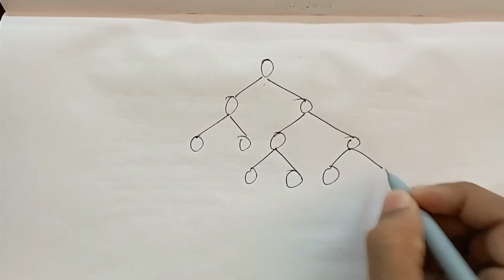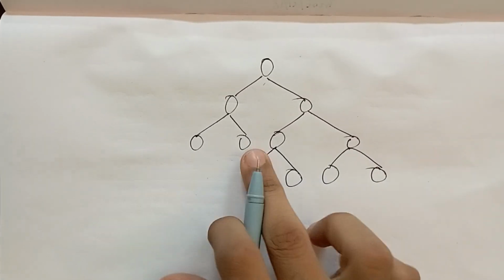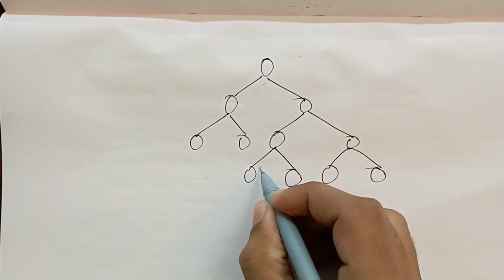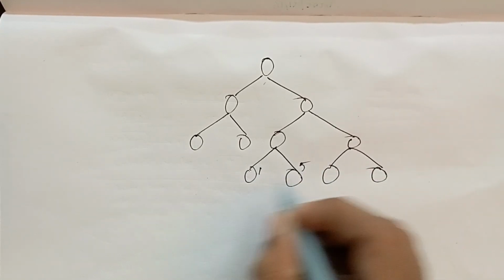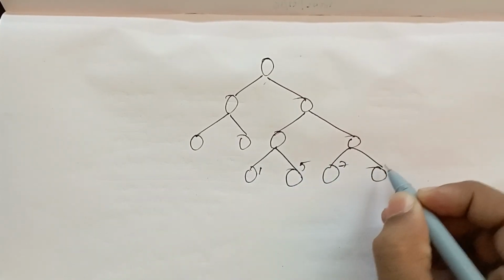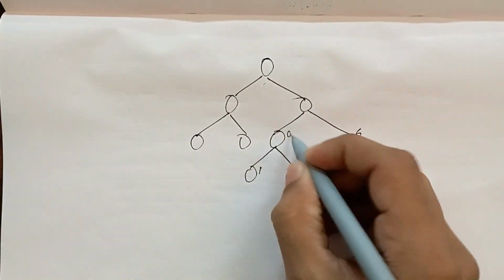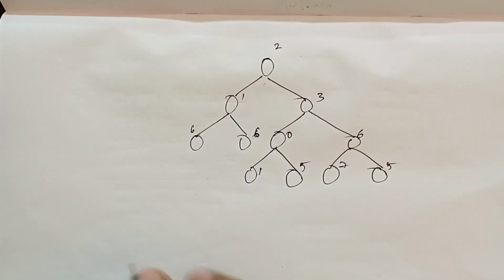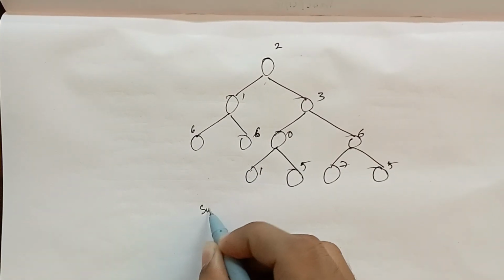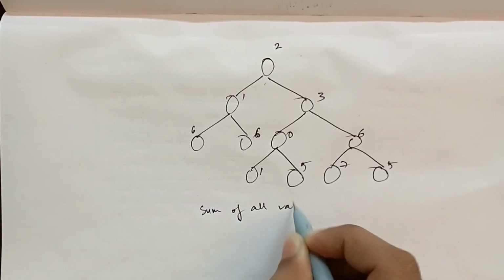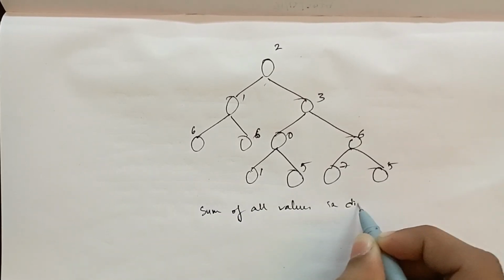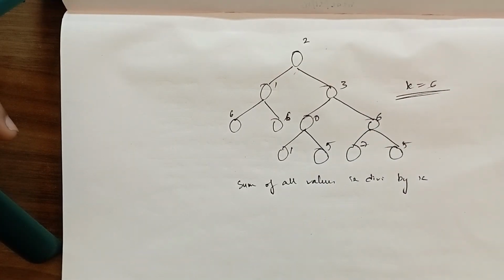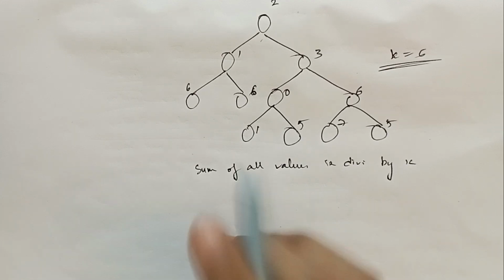I am representing only the values, not the nodes. I am representing the value for every node. For this node it is 1, and for the others it is 5, 7, 5, 6, 0, 3, 2, 1, 6 and 6. The important thing is that the sum of all values is divisible by k. So let us go with this one.